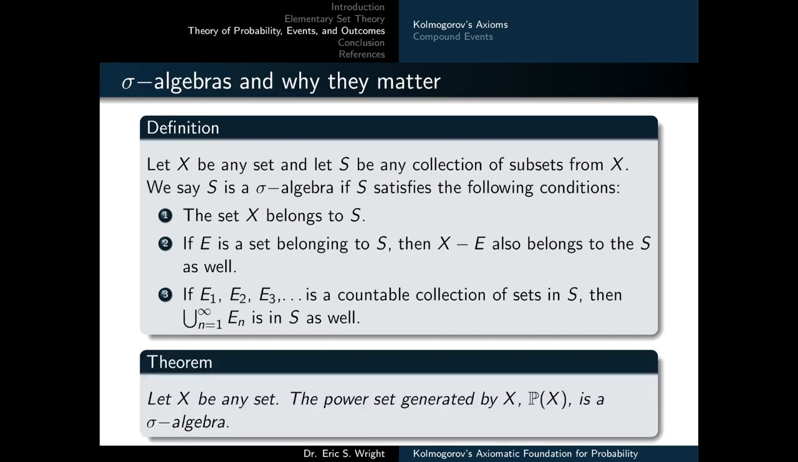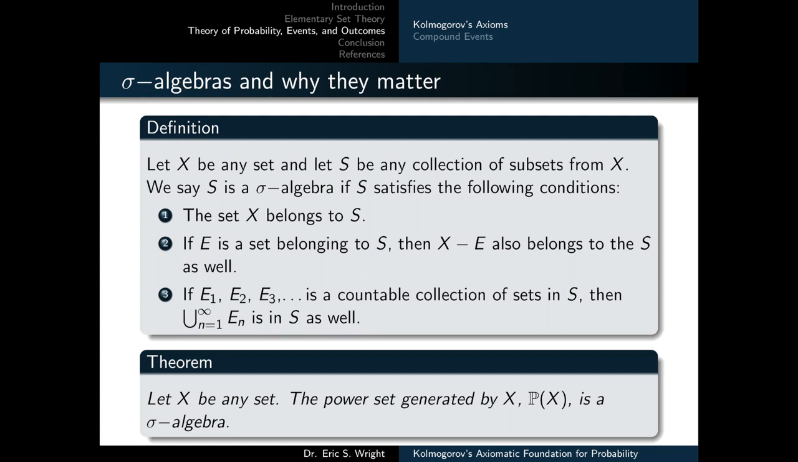So that's what a sigma algebra is. We'll get to why it matters in a minute, but one other thing that we probably should consider is how do we make one? How do we make a sigma algebra? How do we ensure that some collection of events actually satisfies those three properties? Well, one way is through the theorem that's now on the screen.